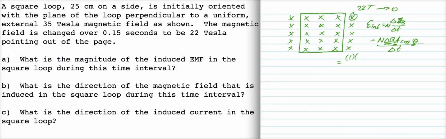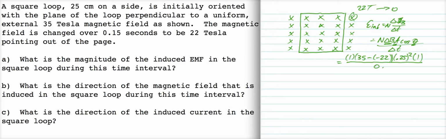Change in the magnetic field, it goes from 35 Tesla pointing into the page to 22 Tesla pointing out of the page. So if into the page is positive, then out of the page has to be negative, right? That's a change of 57 Tesla. We've got to be careful about that part. The area, it's just a square, so I take the side squared, and then the cosine theta term is just 1.